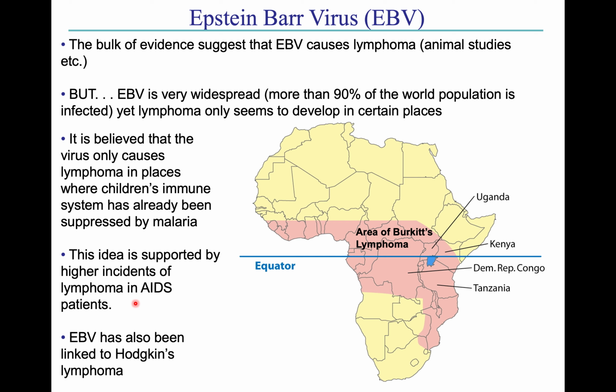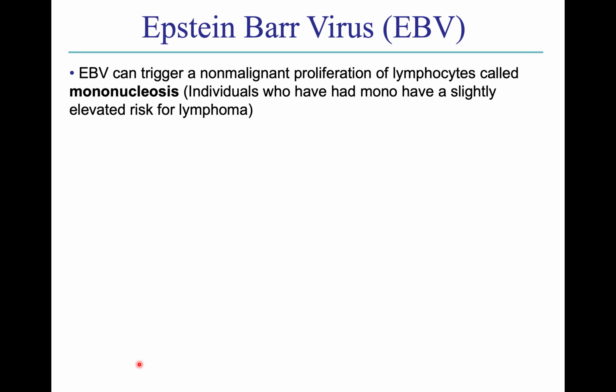So Epstein-Barr virus has been linked to Hodgkin's lymphoma, but this is the virus that causes mono, so that's a pretty common disease, right? A lot of teenagers will get mono. And like I said, once you've been infected with Epstein-Barr virus, which most people have, you're going to carry that virus for the rest of your life. If you have had mono, there is a slightly elevated risk for lymphoma, but nothing to lose sleep over.